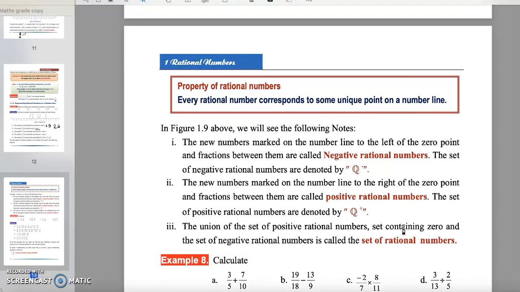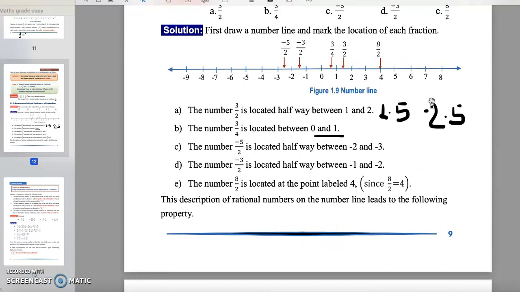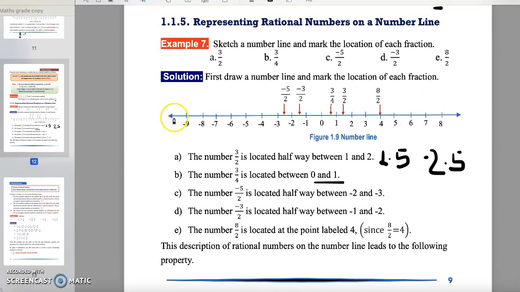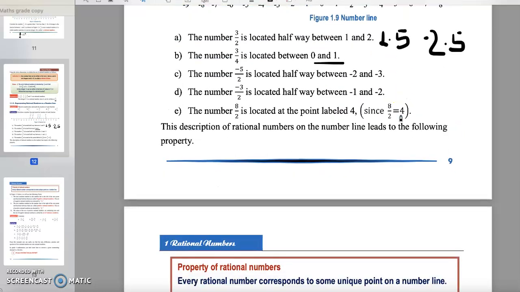The property of rational numbers is that every rational number corresponds to some unique point on a number line. Any rational number can be placed on this number line. It has a place, a specific point. Every rational number has a point on this number line.